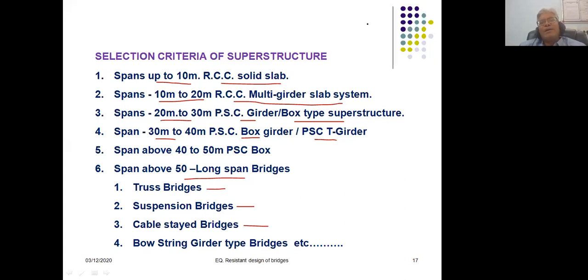So the designer has to think of the suitability and the cost effectiveness, and based on that one can decide. These are the different options available for the selection of the superstructure, which is a very, very important task for the designer. Accordingly, the seismic design and all the parameters are also going to be affected.